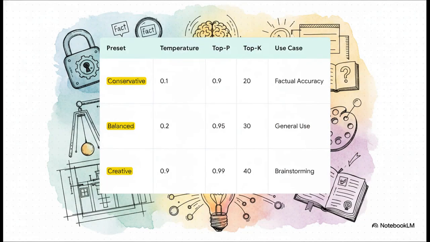Now to make your life even easier, here are some presets you can just use. For factual stuff, stick with conservative. You can see it keeps the temperature super low. You'll also see these other settings, top P and top K. Just think of them as extra little focus dials that fine-tune the AI's word choices. For everyday tasks, balanced is your go-to. And of course, when you need some fresh ideas, you hit creative and let the AI brainstorm for you.